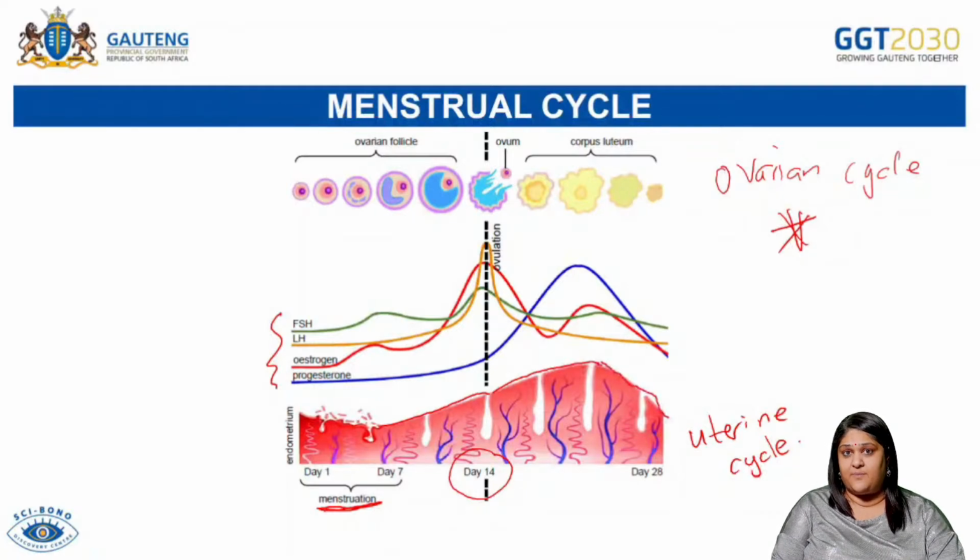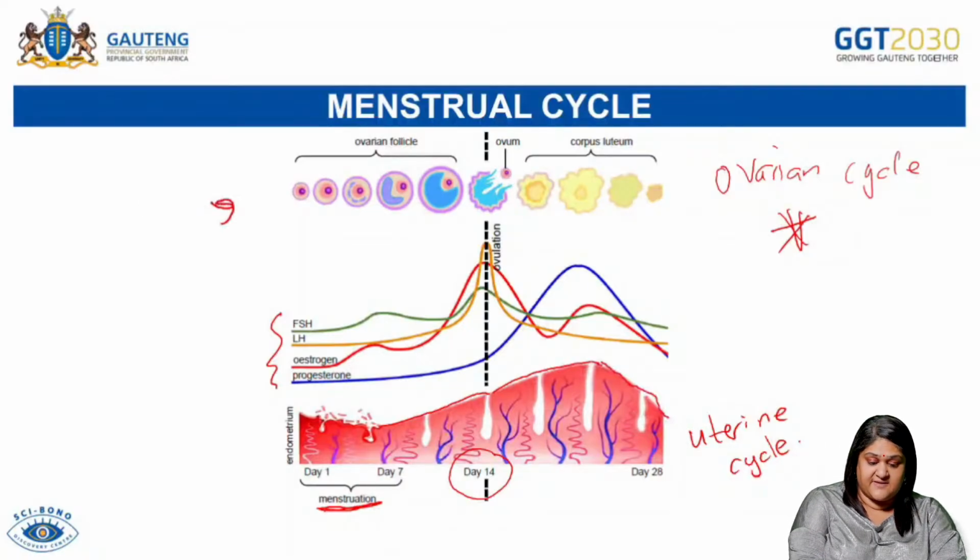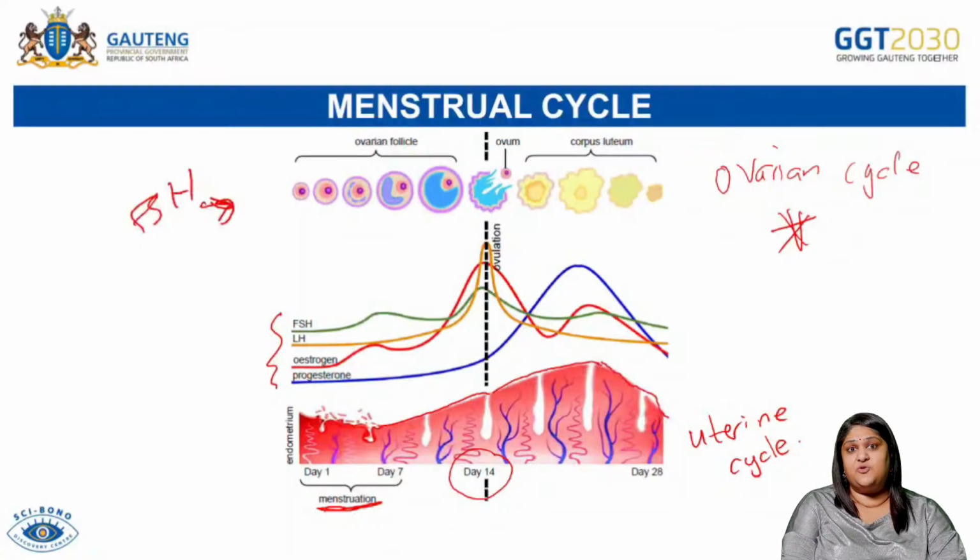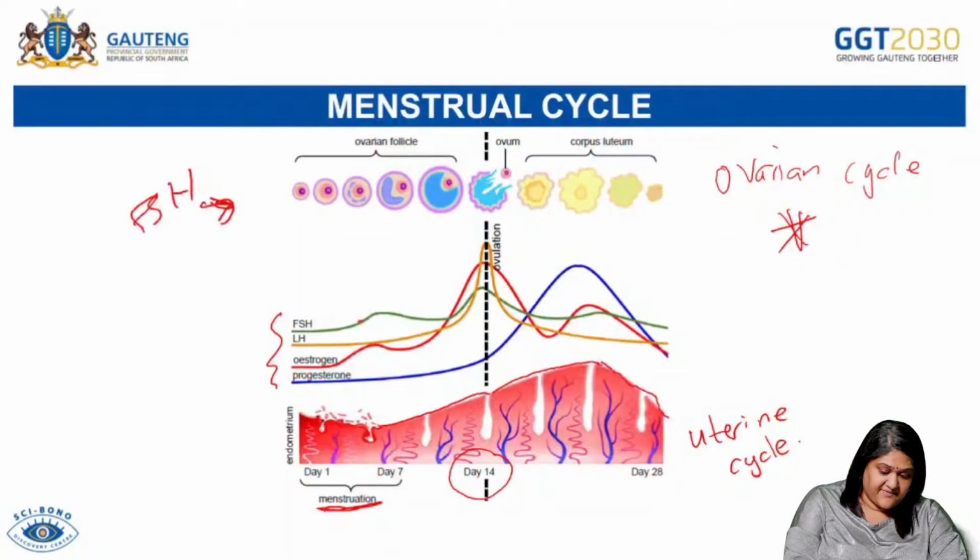Now, let's quickly talk about the hormonal interaction. The first thing that's going to happen is FSH is going to come in here, from the pituitary gland. It's going to travel via the bloodstream. It's going to enter the ovary through the blood vessels in the ovary, and then it's going to cause the follicles to develop. And as the follicles are developing, that's the reason why we have an increase here of FSH. It comes from the pituitary gland.